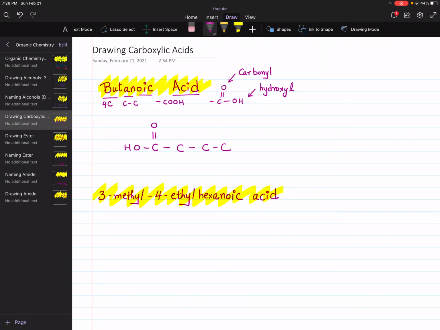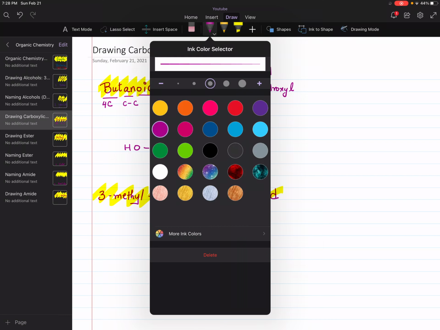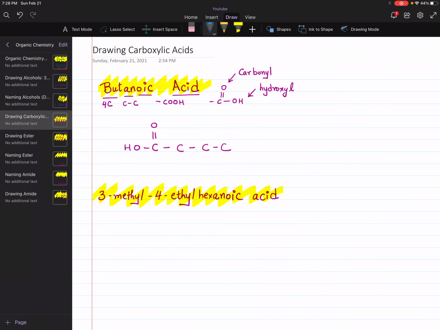Now, since I have put the carboxyl group on the left hand side, that carbon is carbon 1. So let me switch the pen color and label the carbons. This becomes carbon 1, carbon 2, carbon 3, carbon 4. The numbering will start from the side of the carboxylic acid. The carbon that has the hydroxyl and the carbonyl group will become carbon number 1. That has the highest priority. Now, we have the 4 carbons in the chain, carboxyl group attached. There are no functional groups or additional branches on this molecule.